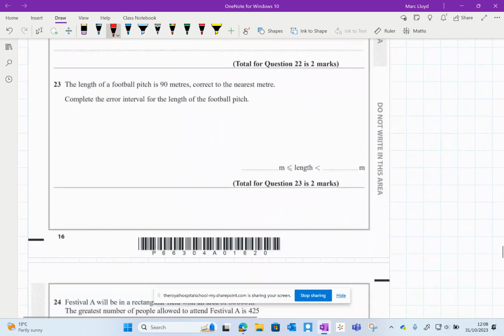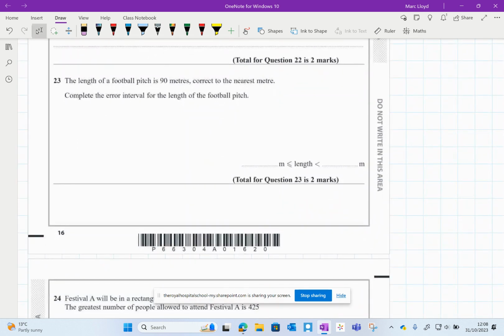Okay, question 23, and then I'll call it. The length of the football pitch is 90 meters, correct to the nearest meter. So the error interval means, what numbers would round to that? So 90 meters, and then the nearest meter, 1 meter, if we divide that by 2, that gives us 0.5 meters. And you add that on and subtract to get the upper and lower bound.